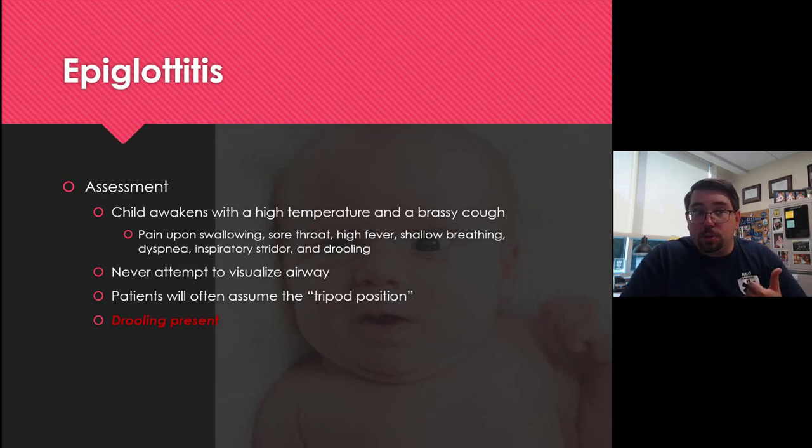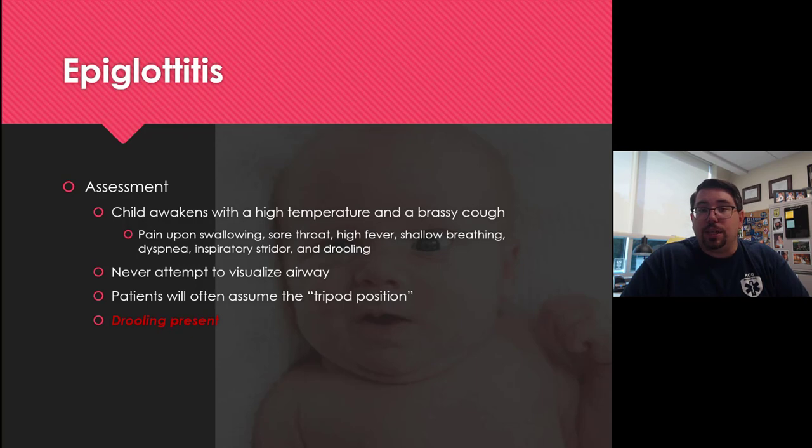You'll notice an inspiratory stridor, and a classic symptom is also drooling. Tripod position, drooling, fever, all those things are going to be classic signs that should point you in the direction of epiglottitis. With epiglottitis, never attempt to look at the airway. By visualizing the airway, we take a risk of stimulating that inflamed tissue, which will cause a more drastic inflammation, leading to a complete obstruction of the patient's airway.